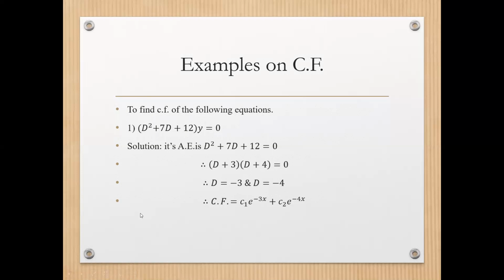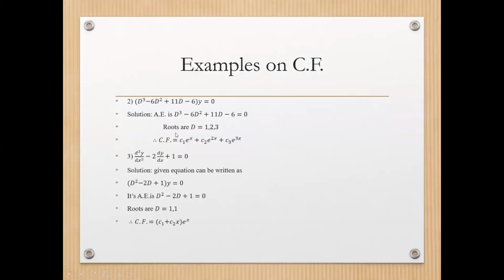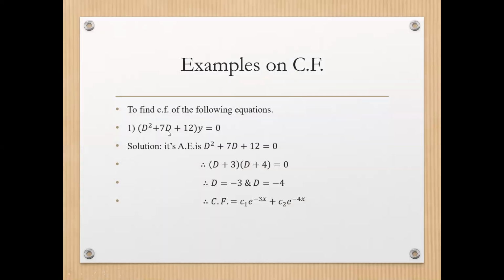So see the solution. Its auxiliary equation is f of d is equal to 0. F of d is nothing but a function in d, and f of d is d square plus 7d plus 12 is equal to 0. Okay, this gives its auxiliary equation. Now find its roots. This is a quadratic equation.